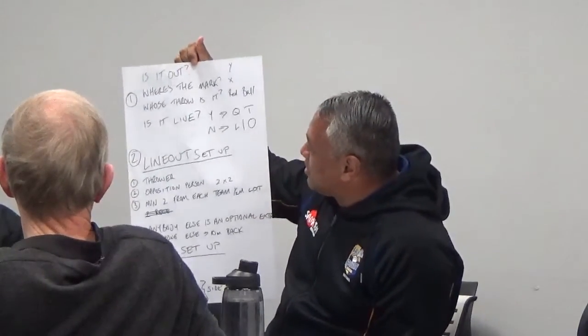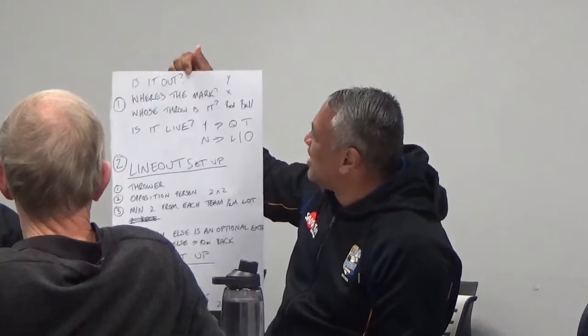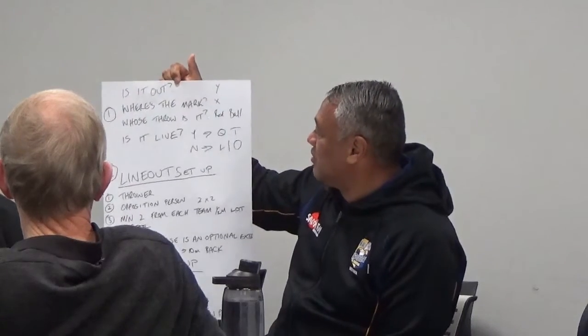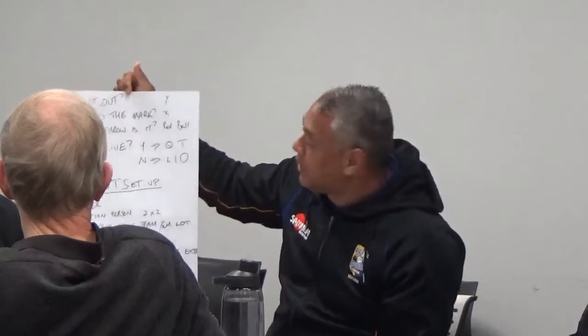So once we got to the line, is it out? Yes. Where's the mark? There. Whose throw is it? Theirs. Is it live? Yes for a quick throw, no for the line-out. So that was our process.